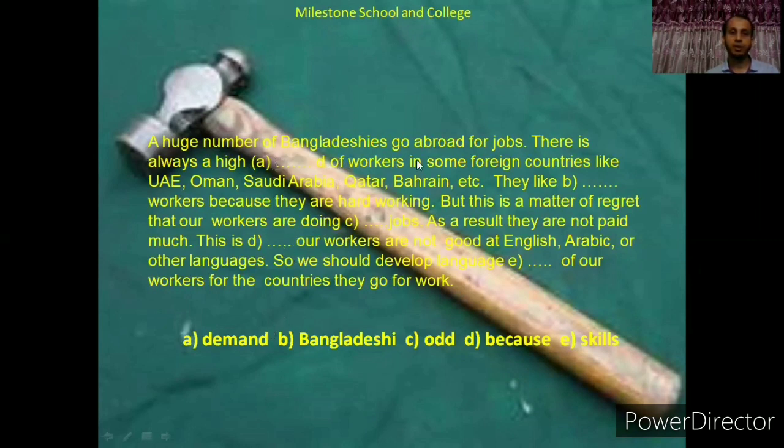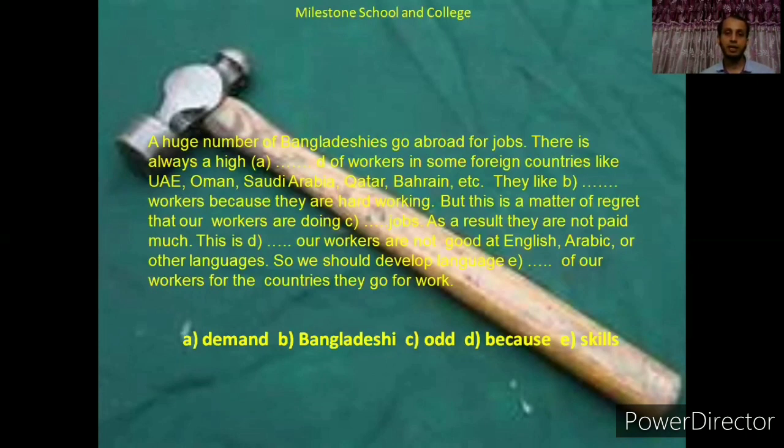High demand of workers in some foreign countries like UAE, Oman, Saudi Arabia, Qatar, Bahrain, etc. They like, number B will be Bangladesh. They like Bangladeshi workers because they are hardworking. But this is a matter of great regret that our workers are doing odd jobs.